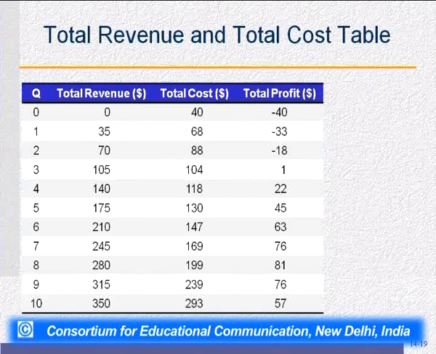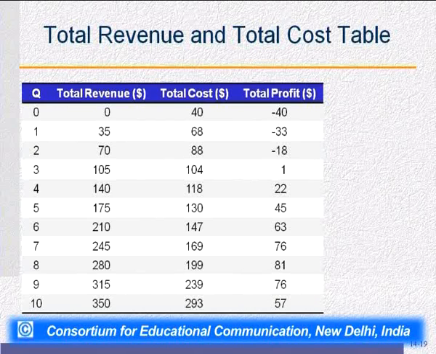When you produce one unit, total revenue is 35, total cost is 68, and total profit is minus 33. Your total profit is still negative. Second unit: 70 total revenue, 88 total cost, minus 18. Now after the third, fourth or fifth unit, you can see on the slide, your total profit has now become positive.